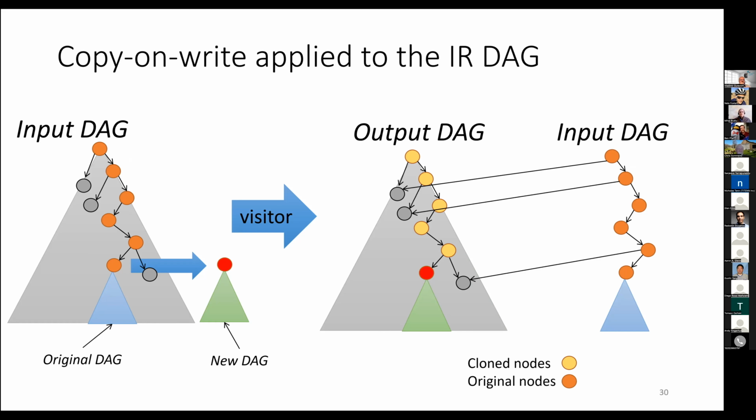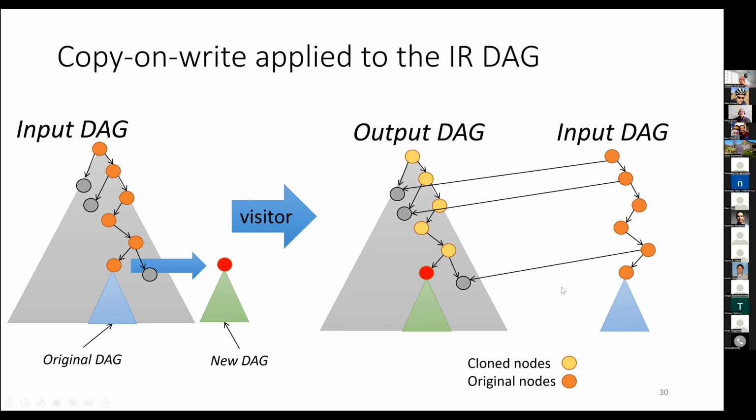Now, if you remember, the visitor wants to replace the blue subtree with the green subtree, which is rooted at the red node. When you apply the visitor to the green triangle, you get the gray triangle. What you get, it automatically will replace for you, will splice the green tree into the gray tree, and it will leave the blue tree on the side with the path unchanged.